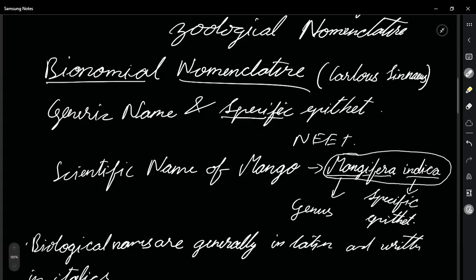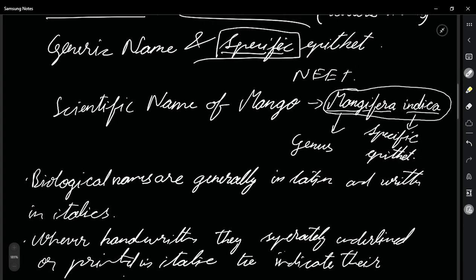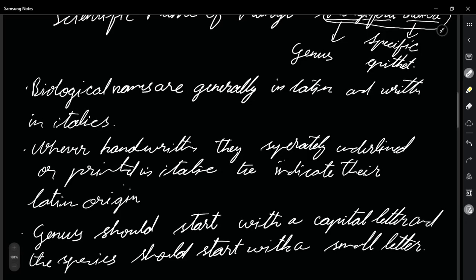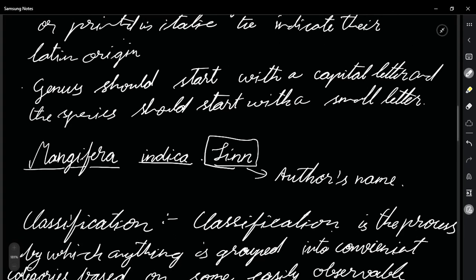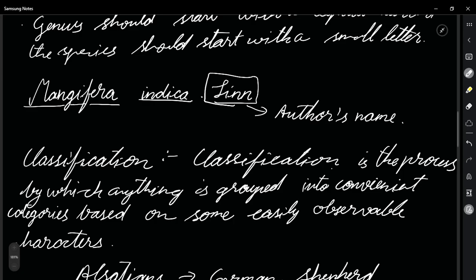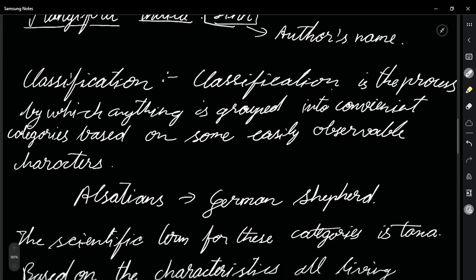Again, I focus on here, remember the specific epithet, not the species epithet. Many people have made a mistake. Scientific name of mango is Mangifera indica, genus and specific epithet. Biological names are generally in Latin and written in italics. Whenever handwritten, they are separately underlined or printed in italic to indicate their Latin origin. So remember, it's from Latin, the language of Europe. Mangifera indica, here Linn represents the author's name.